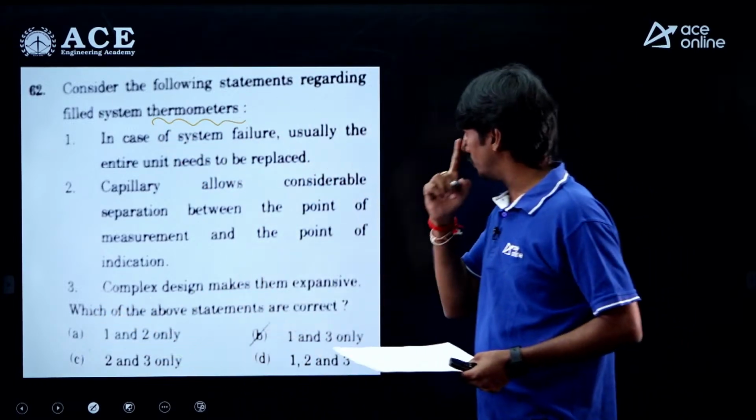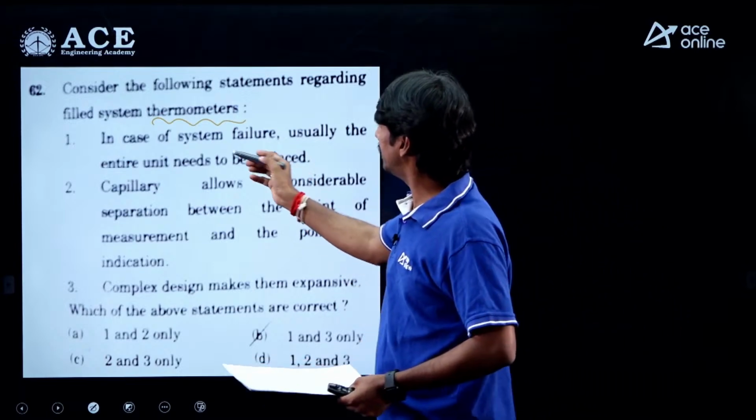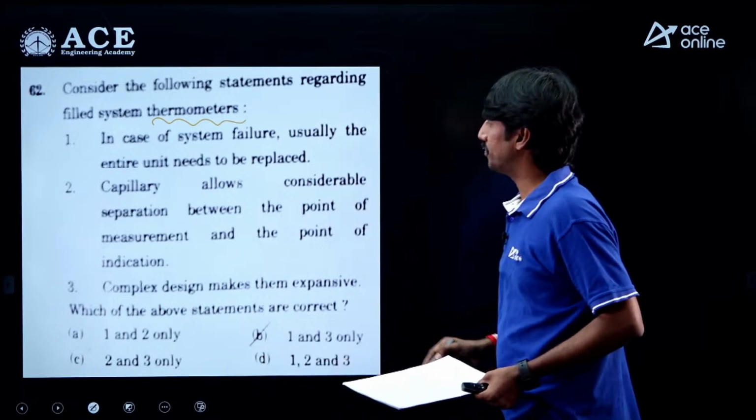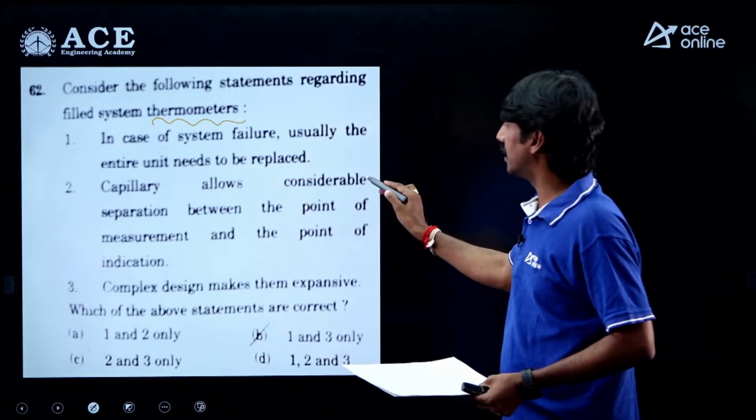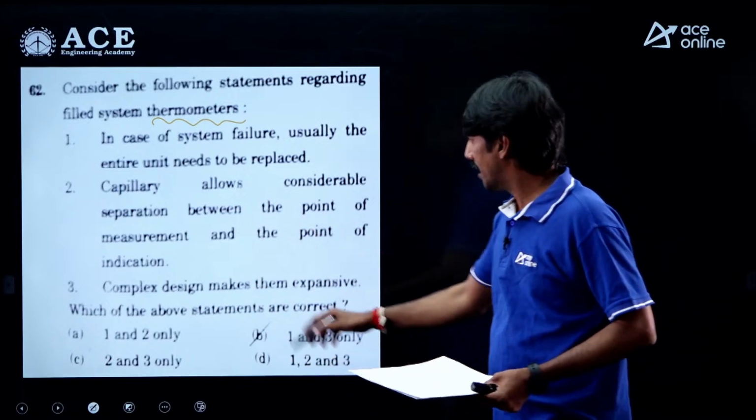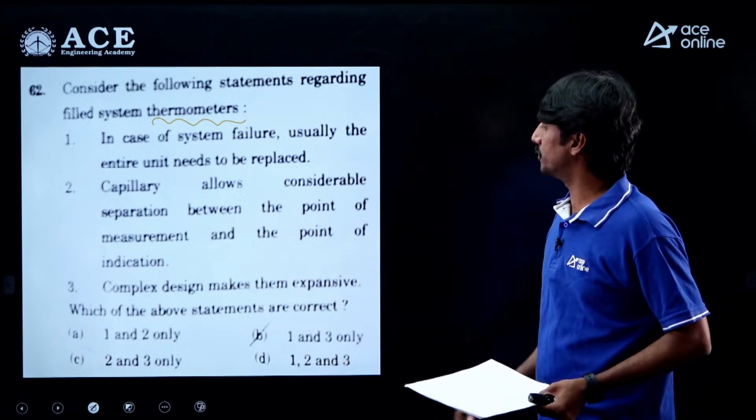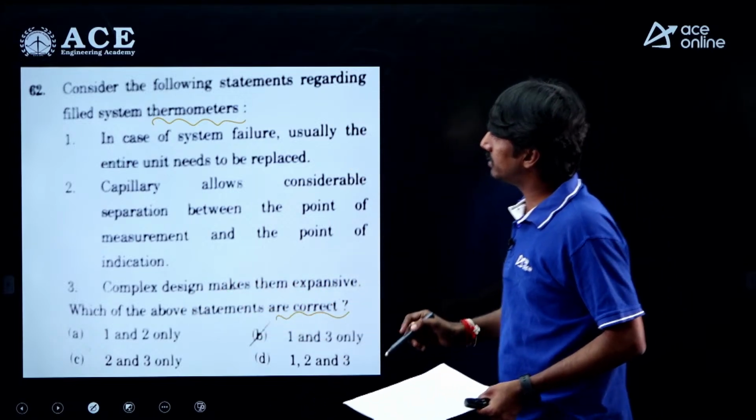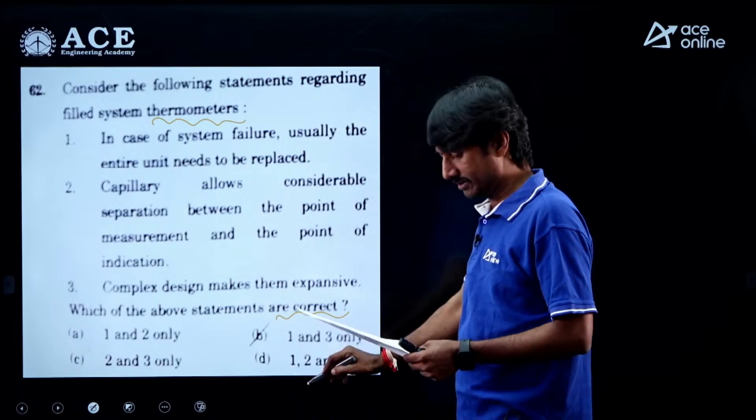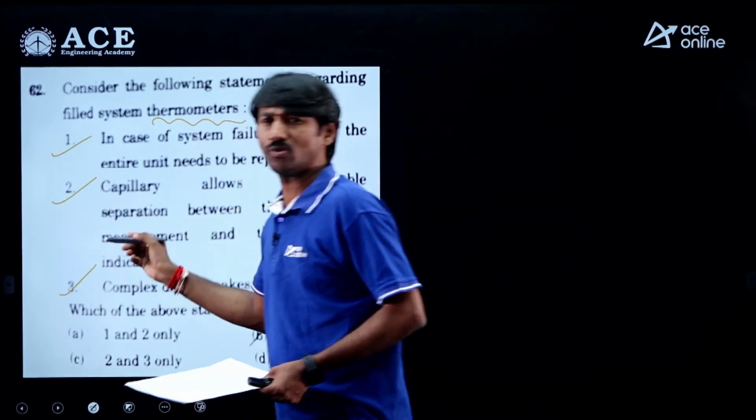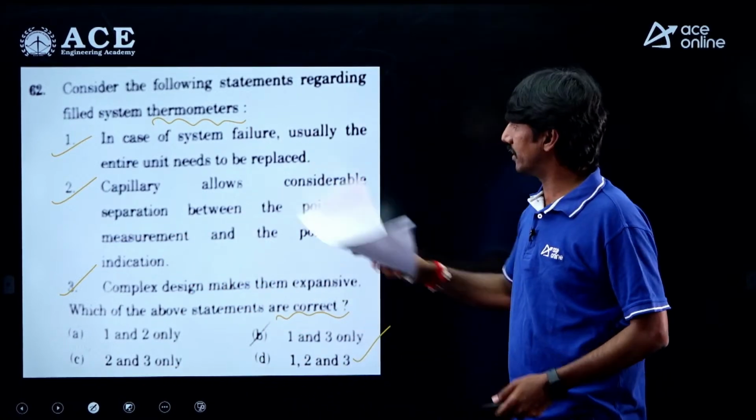This is a question related to thermometer, and he has given that in case of system failure, usually the entire unit needs to be replaced. Capillary allows considerable separation between the point of measurement and the point of indication. Complex design makes them expensive. Right? Which of the following statements are correct here is given. For this question, option D is the answer. 1, 2, 3, all are correct. All are theoretical questions only, so all are correct.